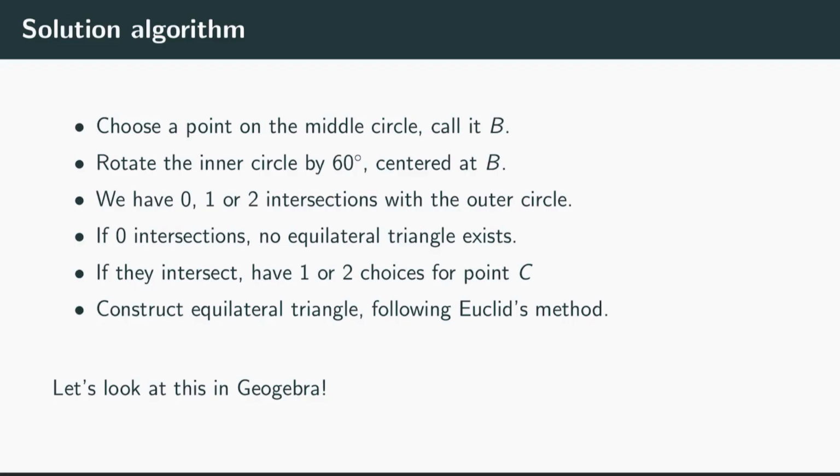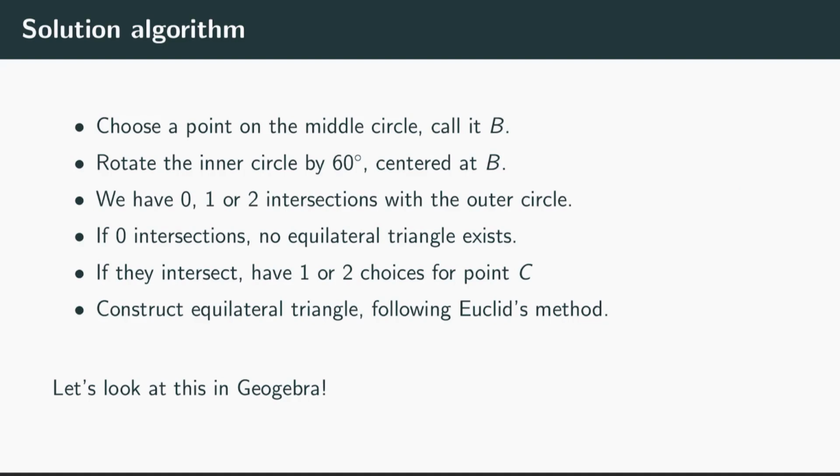And then now I play that game. I rotate the inner circle by 60 degrees centered at B. And now I either have 0, 1, or 2 intersections of that rotated circle with the outer circle. In the picture we just looked at, we had 2 intersection points, but circles don't always have to intersect, and they can also be tangent to each other.